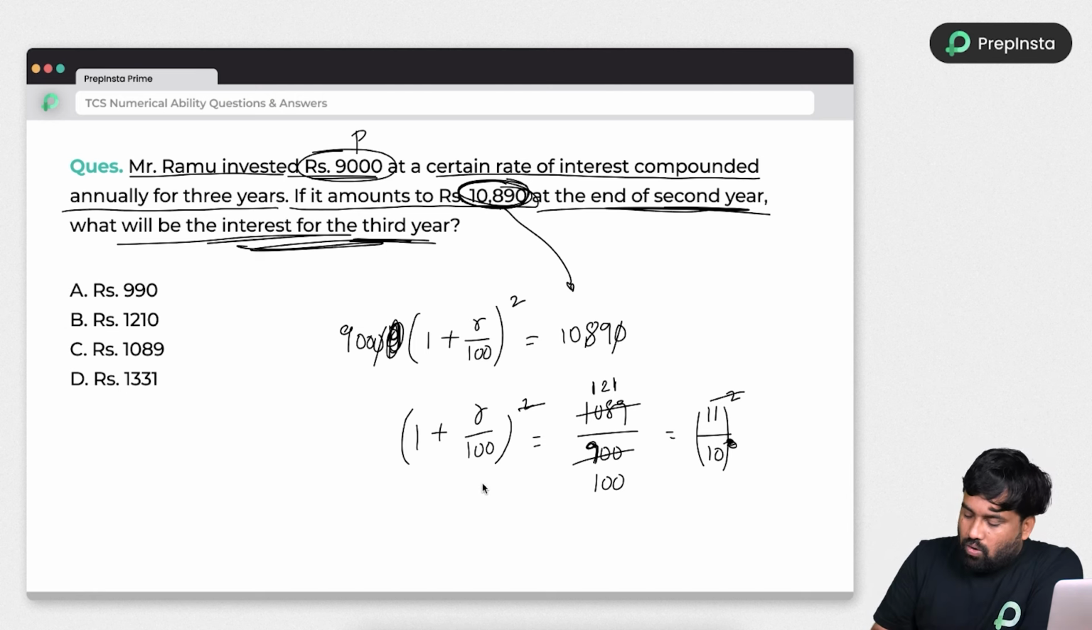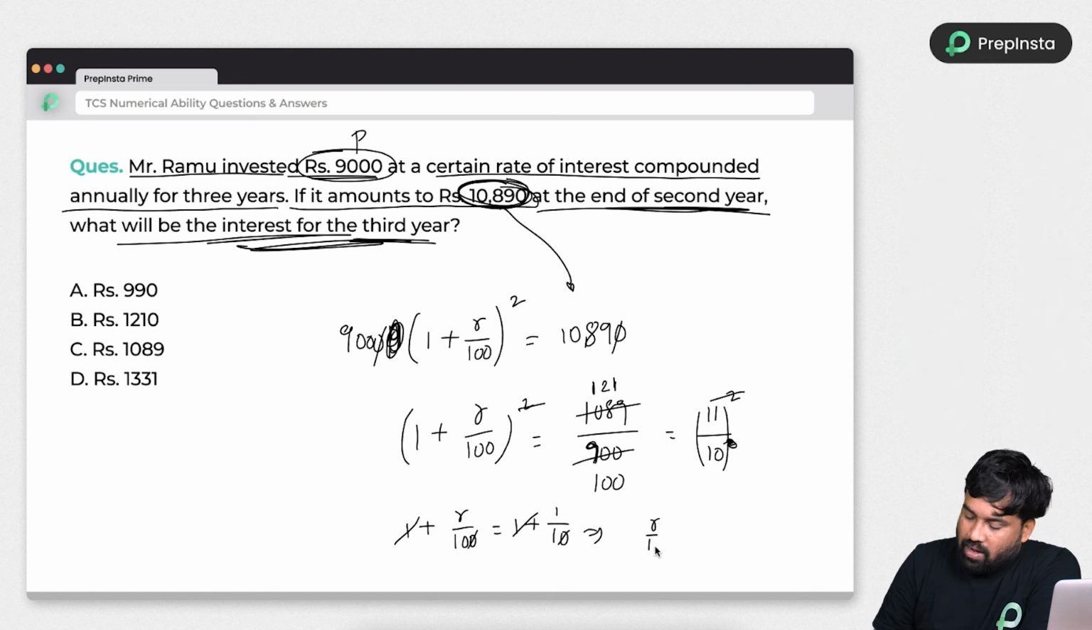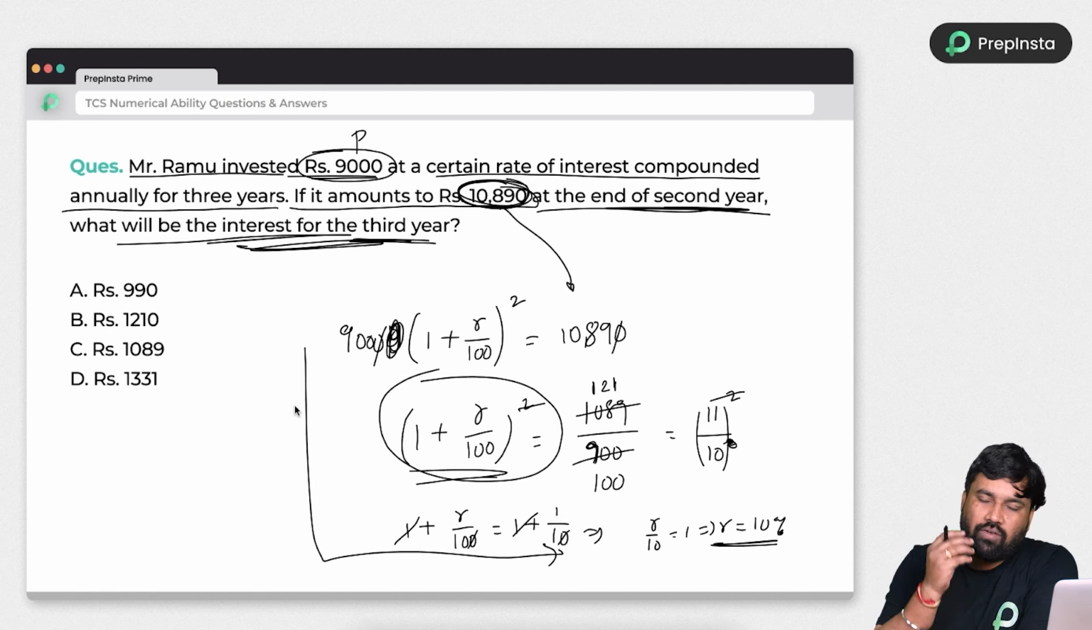Okay. So 1 plus R by 100, it's very easy. 1 plus R by 100 is equal to 11 by 10, which is nothing but 1 plus 1 by 10, right? See how simple we are doing. 1 got cancelled, 0 got cancelled. That implies R by 10 is equal to 1, that R is equal to 10%. So the rate of interest is simply 10%. So the approach is very important, the calculation approach. If you start expanding this (1 plus R by 100) whole square, it will take a lot of time for you, right?